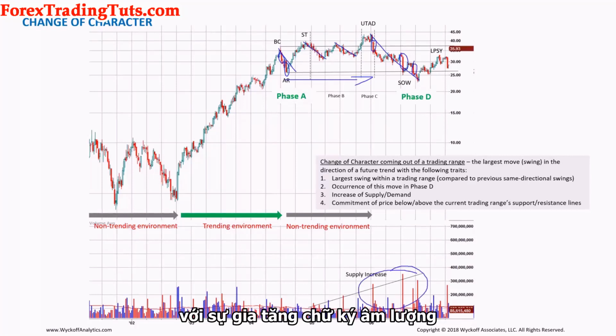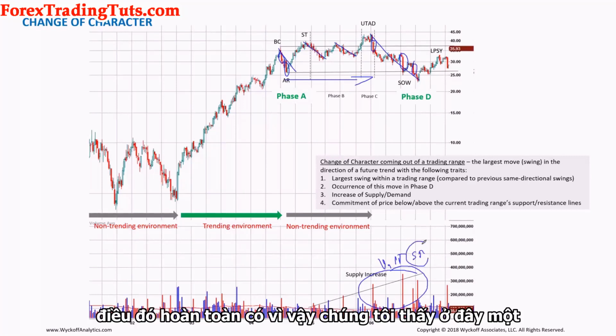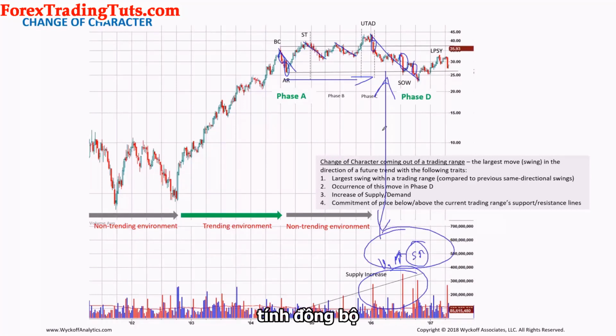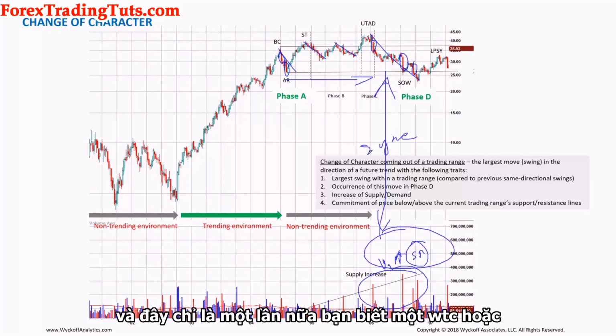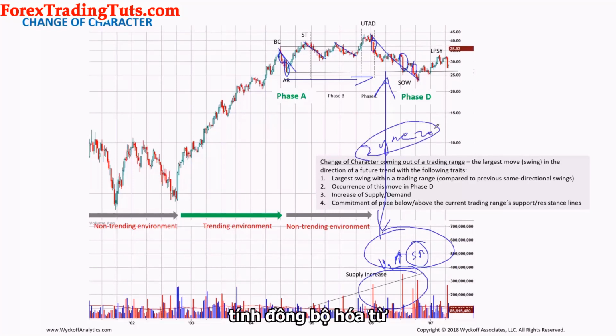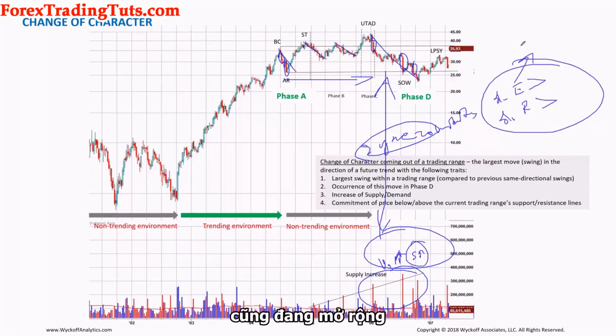Would the volume signature increase? Yes. Would the supply signature increase with that? Yes, absolutely. So we see in here a synchronicity, and this is again a Wyckoff word, synchronicity between the downward effort, which is expanding, and the downward result, which is expanding as well. Therefore, the bias, at least short term, at this point, is going to be bearish.